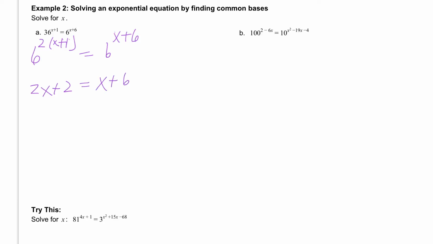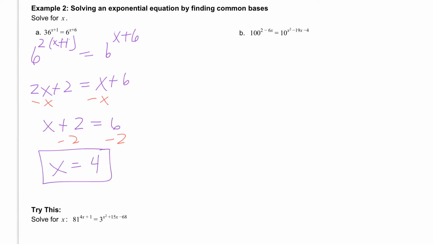And then if I want to solve for x, the first thing I would do is subtract x from both sides. That gives me x plus 2 equal to 6. And then what I want to do is subtract 2 from both sides. And I get x is equal to 4. And just like in the last example, you can also check your work. Take the 4, plug it in for the x in both sides, and make sure your answers come out to be the same.